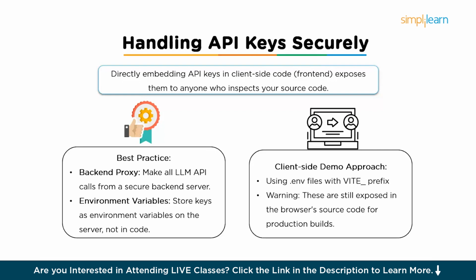These files allow you to define environment variables that your front-end build process can inject. However, this is a crucial warning: these are still exposed in the browser source code for production builds. While it makes development easier, during the build process the values from these environment variables are embedded directly into your JavaScript bundles. So, for anything beyond a simple demo where security is not a concern, this approach is not suitable for API keys. Always prioritize the backend proxy method for production applications to keep your API keys truly secure.